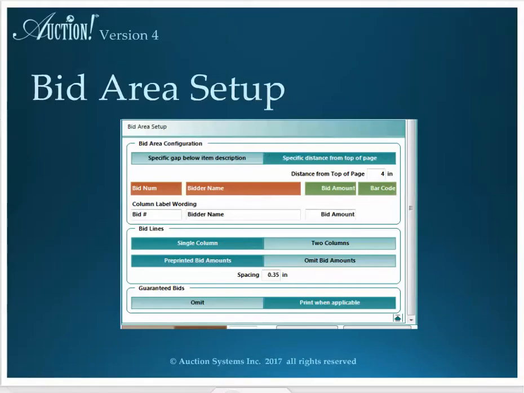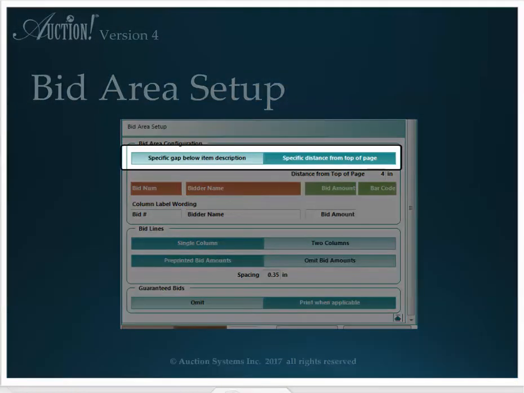Last, we have Bid Area Setup. On a bid sheet, after any item and donor information you include, you will have bid lines. This is the bid area. The bid lines can either start a specific number of carriage returns below the donor information, or you can start a certain distance in inches from the top of the page.